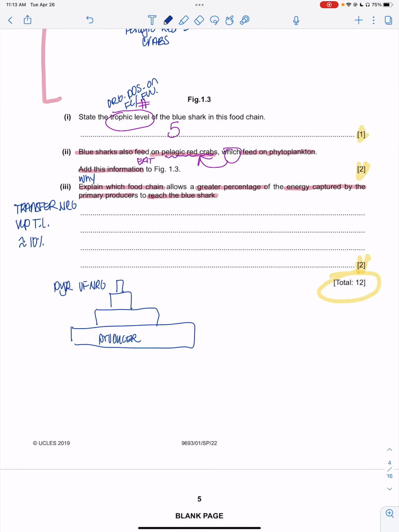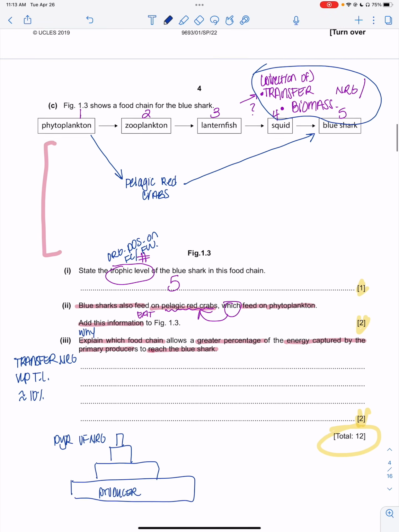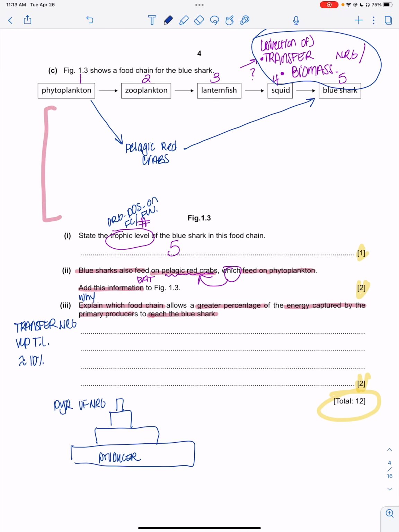Okie dokie. This is going to be the one with the red crabs. And the reason why is because it's a shorter food chain, right? Because you're going to say this is the one and then explain why. It's a shorter food chain. There's less energy loss between trophic levels. They want to know which one's going to give it the greater percent of energy.